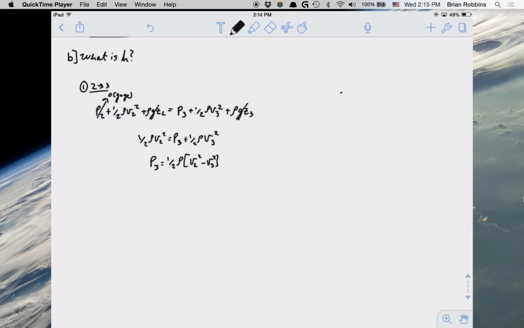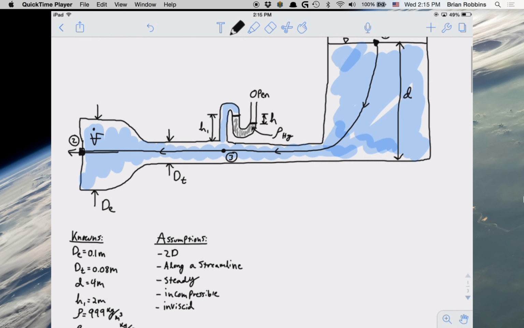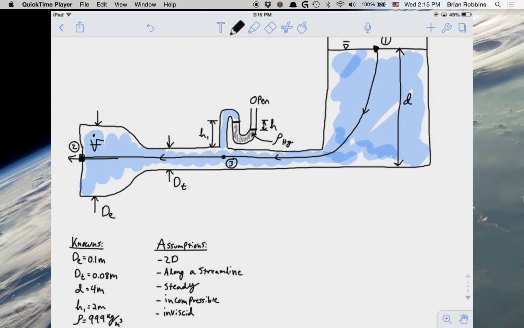So now what we can do is, if we go back up here, the point that we selected is just below the manometer, which means that we can use our pressure variation with depth equations to solve for what the pressure at 3 is via our manometer. In doing so, we can equate the pressure P3 that we get from the manometer part to the pressure P3 that we found using Bernoulli's equation, and then solve for H.